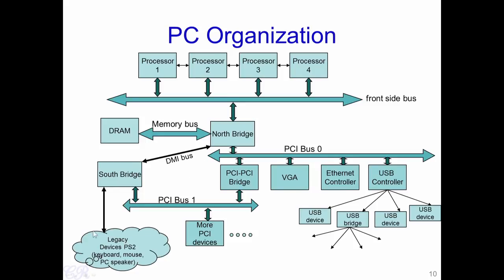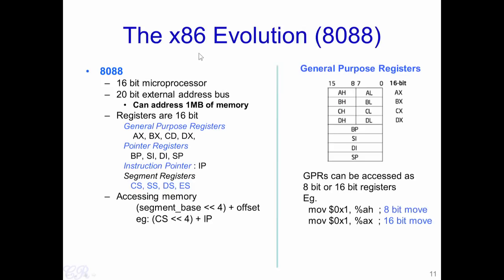So, in the south bridge, various legacy devices like the PS2 devices, keyboard, mouse, PC speaker and so on are connected. So, let us start with how the Intel x86 processors evolved. It all started with the 8088 processor, as it was generally known. This was a 16-bit microprocessor which had a 20-bit external address bus and therefore could address up to 1 MB of memory. So, how did we get this 1 MB?